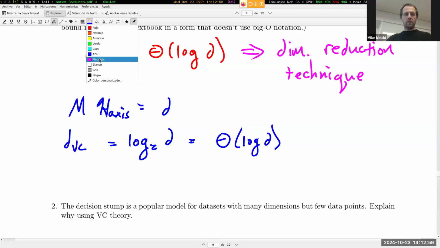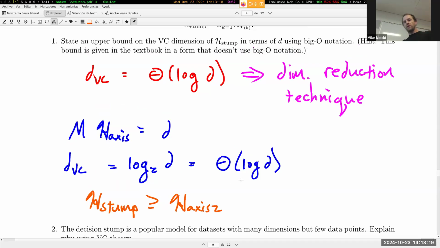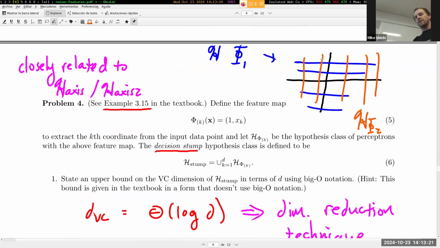Let me write that out and then I'll stop for a question. One thing that we know is that H stump is going to be a superset of H-axis. Also H-axis 2. H stump is a superset of H-axis because with H-axis, these lines have to go perfectly through the origin along one of these axes.